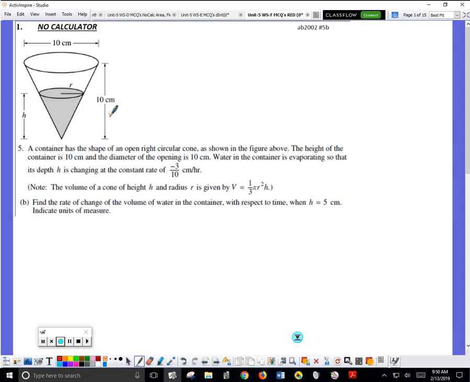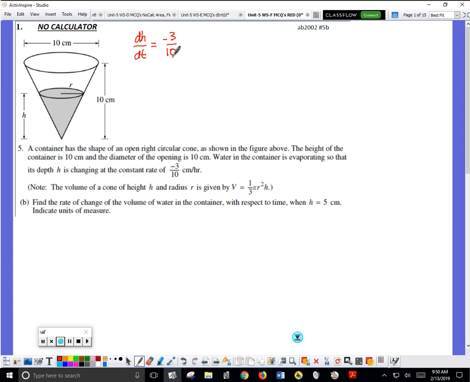The height is 10. The diameter up here is also 10. Water in the container. So this represents the water. So that the height is changing at this rate. Okay, I would probably write something down right now. They just gave me a rate. I want to write that down. So I'm going to write up here on the top, dH over dt. The rate of change of the height is -3 over 10. That to me is easier to comprehend than the words.